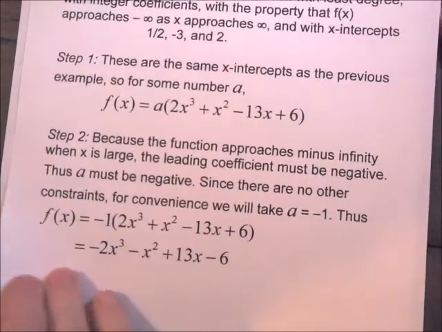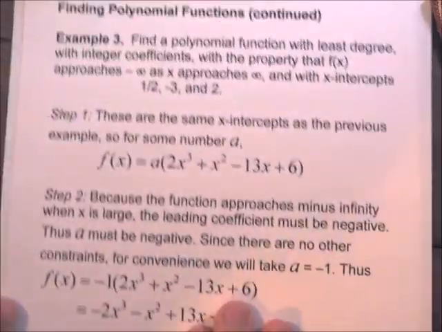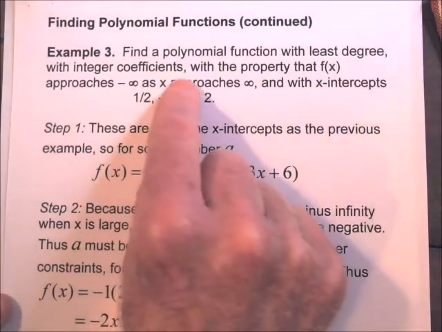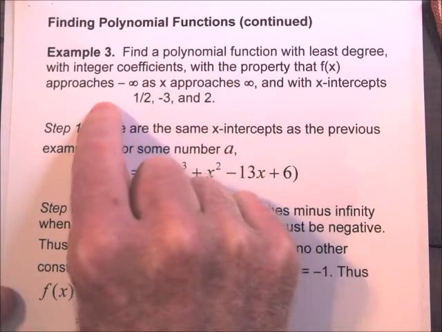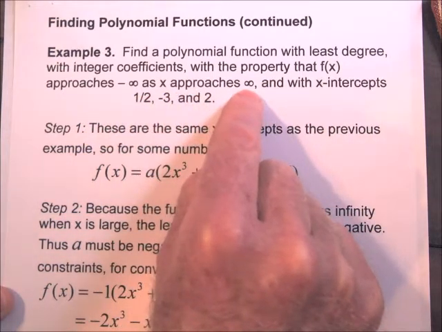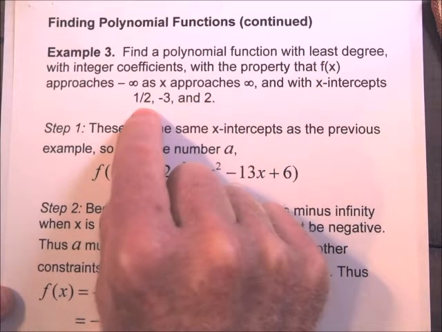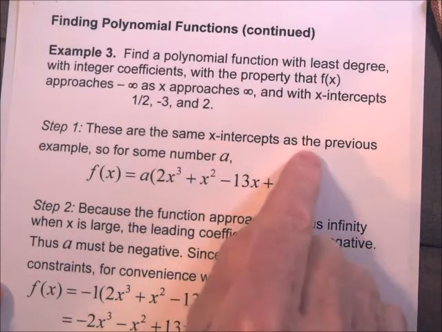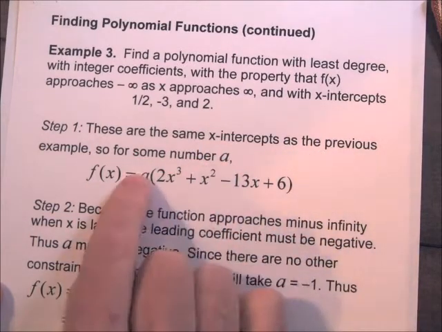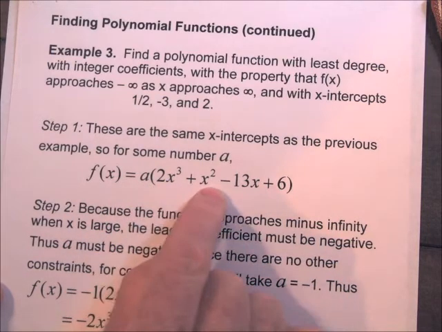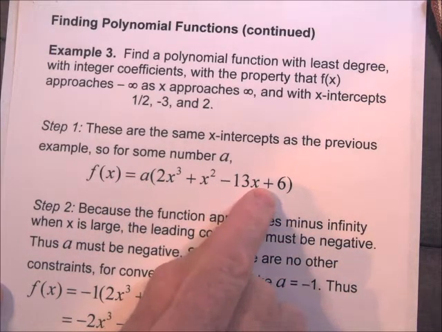Third example. Find a polynomial function with least degree with integer coefficients with the property that f of x approaches negative infinity as x approaches positive infinity, and with x-intercepts 1/2, -3, and 2. So again, these are the same x-intercepts as the previous example. So that means that for some number a, f of x is a times the quantity 2x cubed plus x squared minus 13x plus 6.